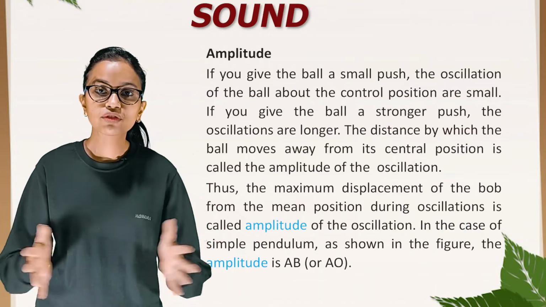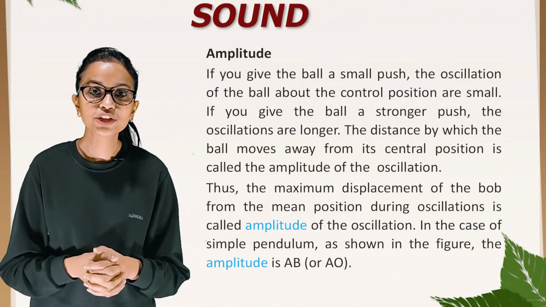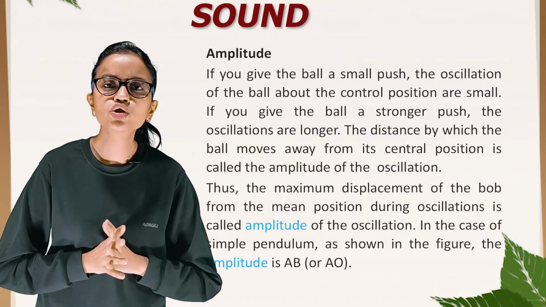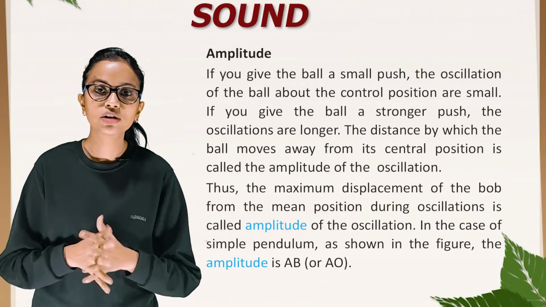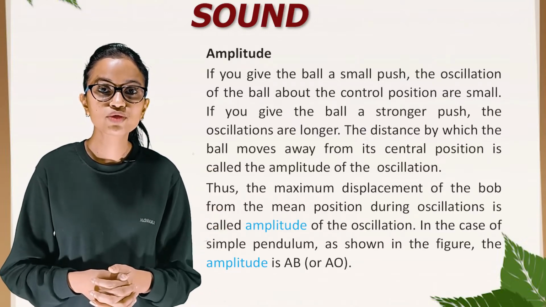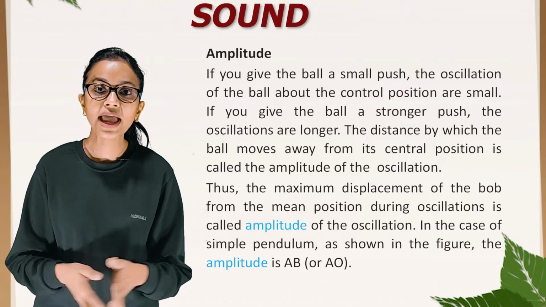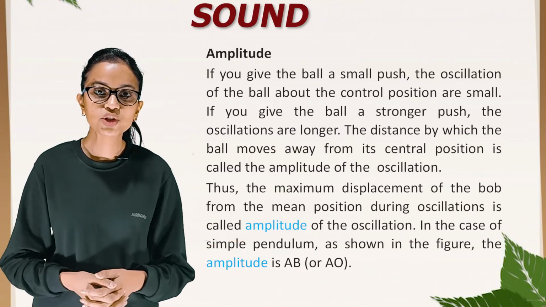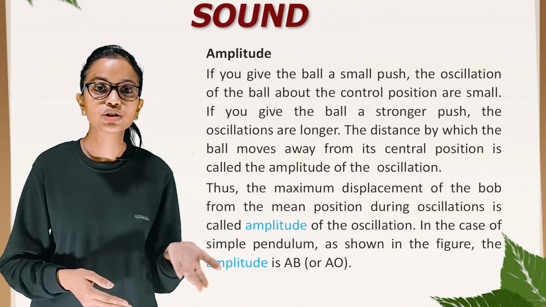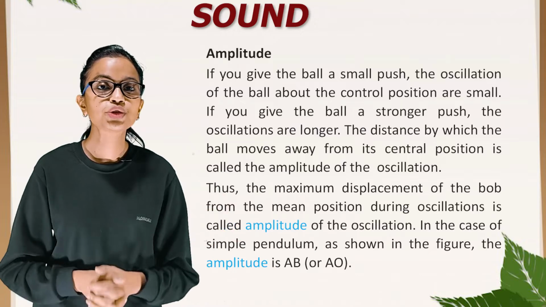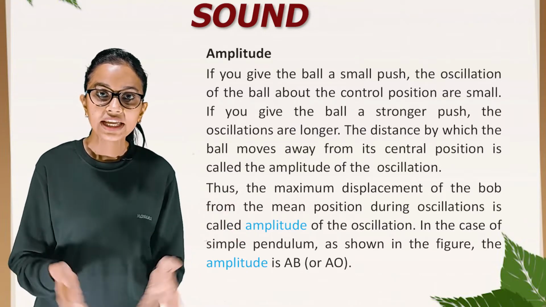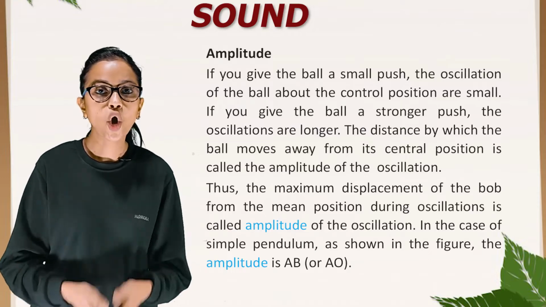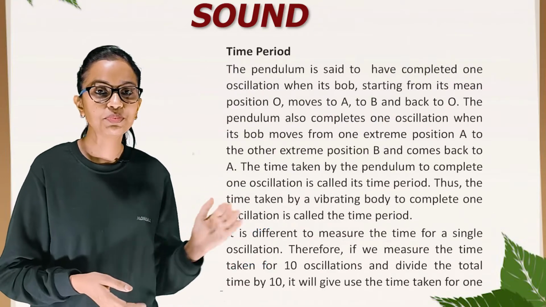Amplitude. If you give the ball a small push, the oscillations of the ball about the central position are small. If you give the ball a stronger push, the oscillations are larger. The distance by which the ball moves away from its central position is called the amplitude of the oscillation. Thus, the maximum displacement of the bob from the mean position during the oscillation is called the amplitude of the oscillation. In the case of the simple pendulum as shown in the figure, the amplitude is AB or AO.